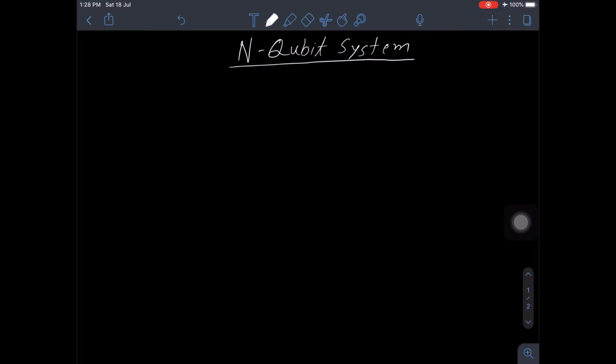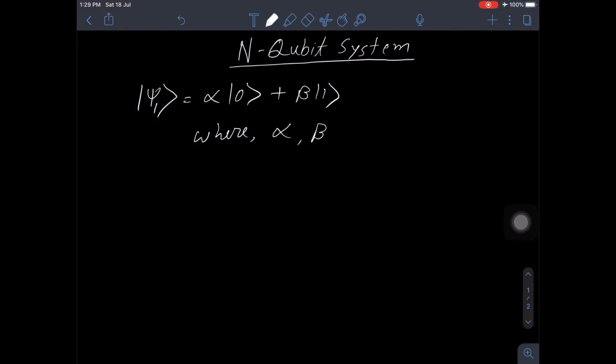First, if you remember correctly, a single qubit, let's call this psi 1. Then a single qubit is a vector in a two-dimensional vector space, as you already know. And we can write it in a form something like this: alpha 0 plus beta 1, where alpha and beta are complex numbers. All right, so this is how you represent a qubit in a vector space.